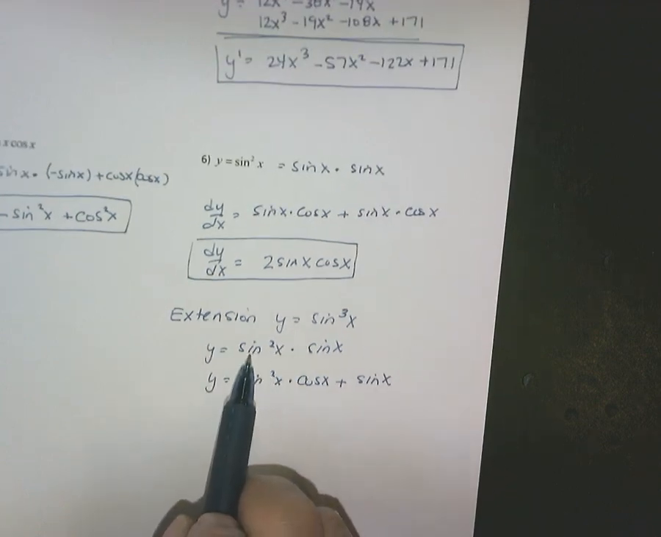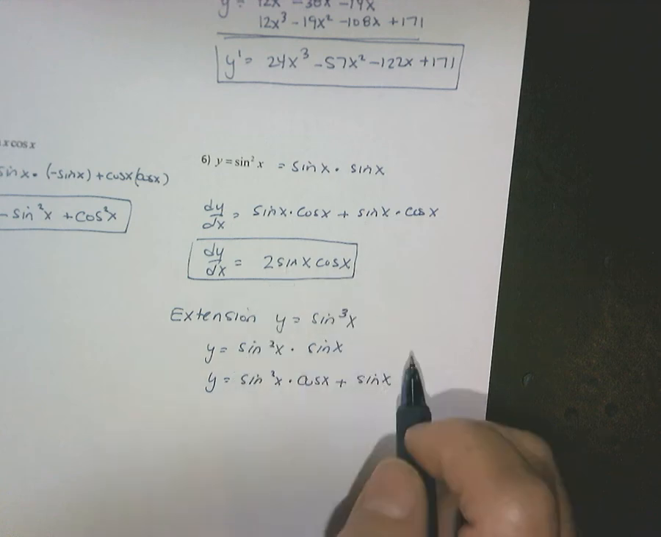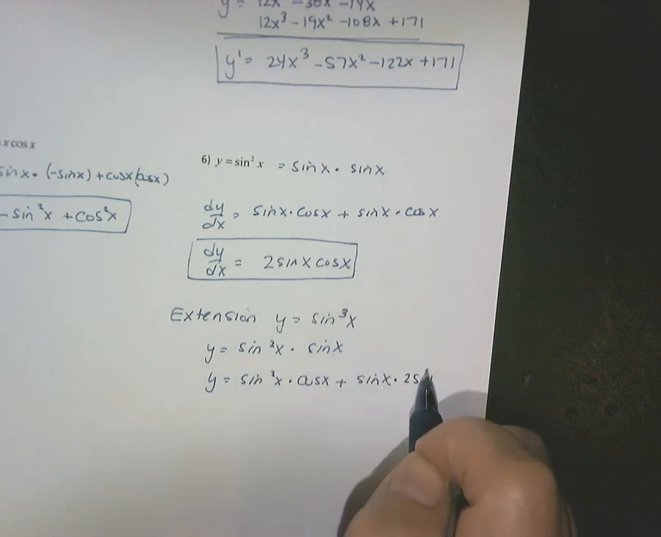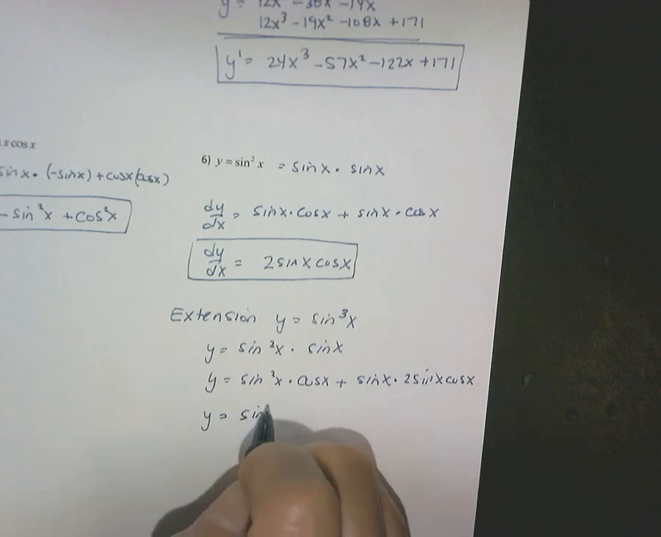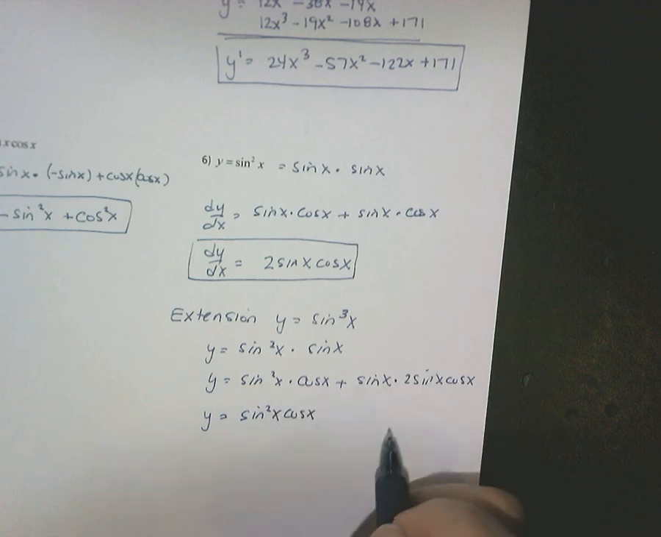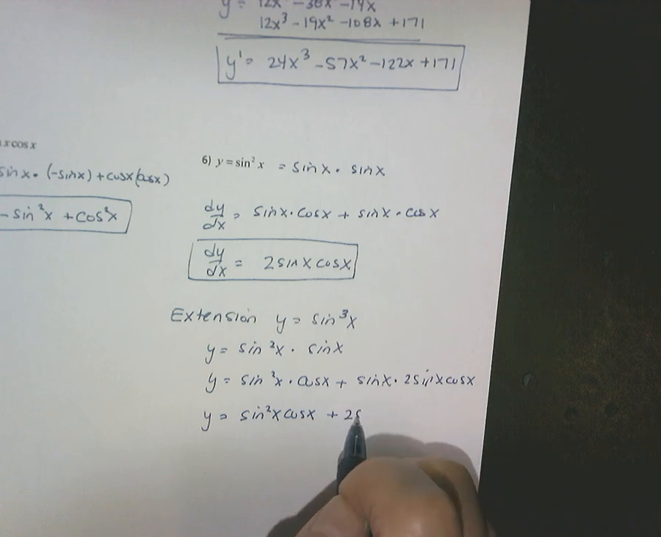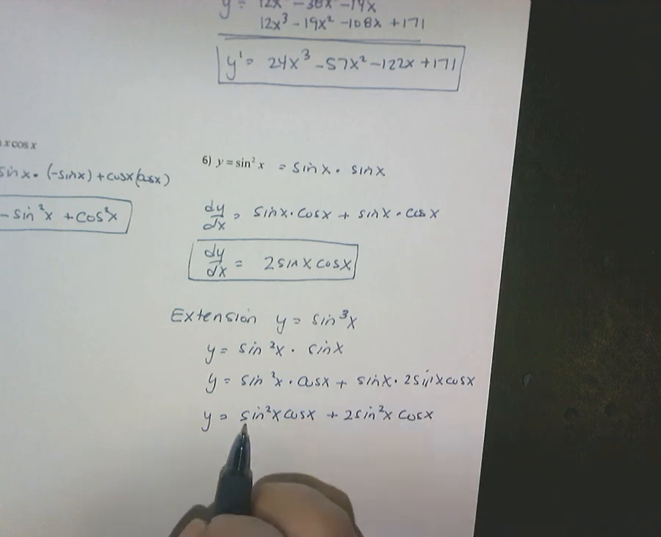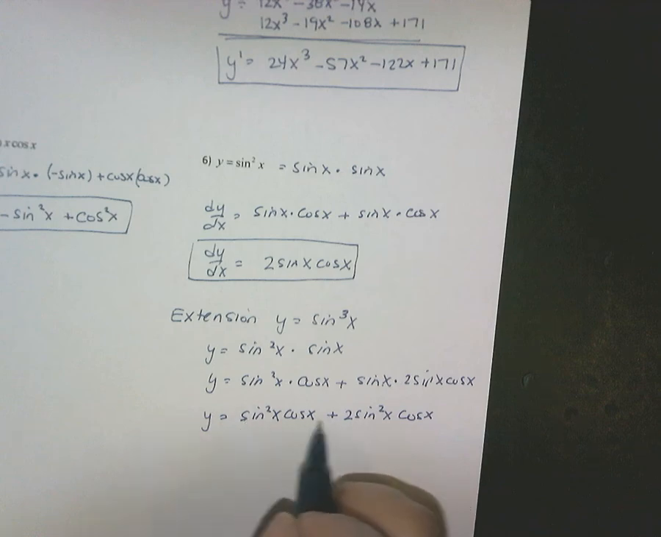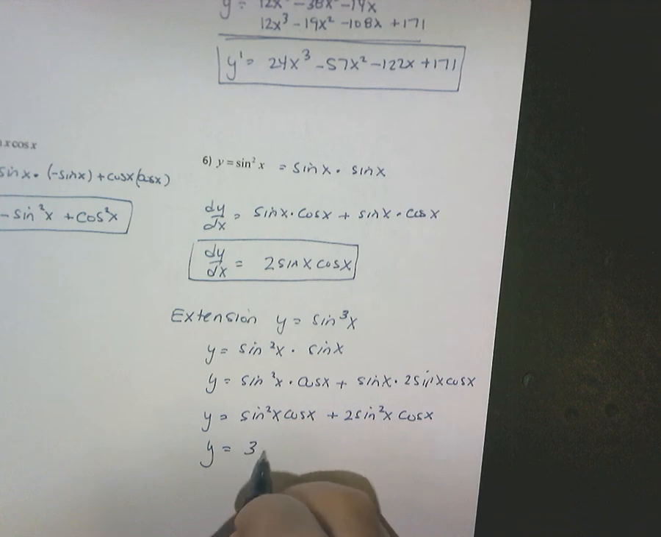Well, I said the derivative of sine squared x is this 2 sine x cosine x. So I've got y is equal to sine squared x cosine x. Oh, I have a sine x here and a sine x here, so this is going to be plus 2 sine squared x cosine x. So I have 1 sine squared x cosine x and 2 sine squared x cosine x. So this is going to be 3 sine squared x cosine x.